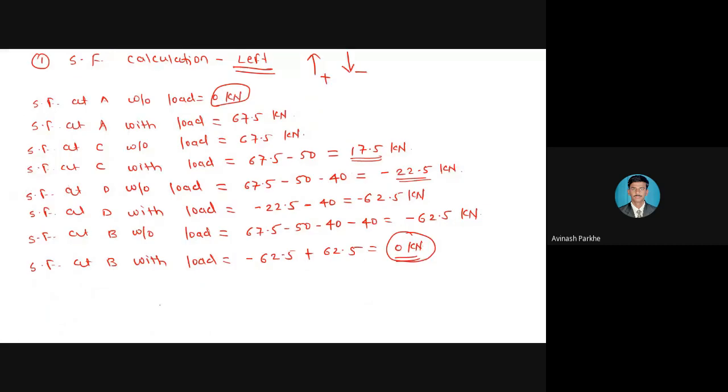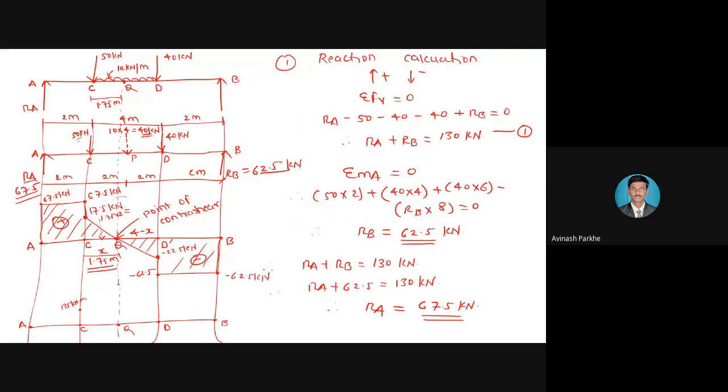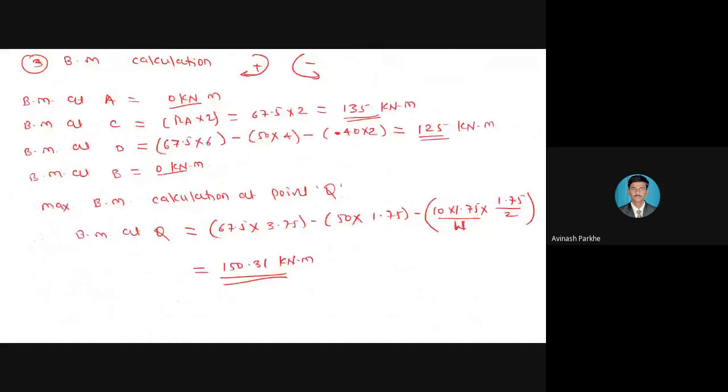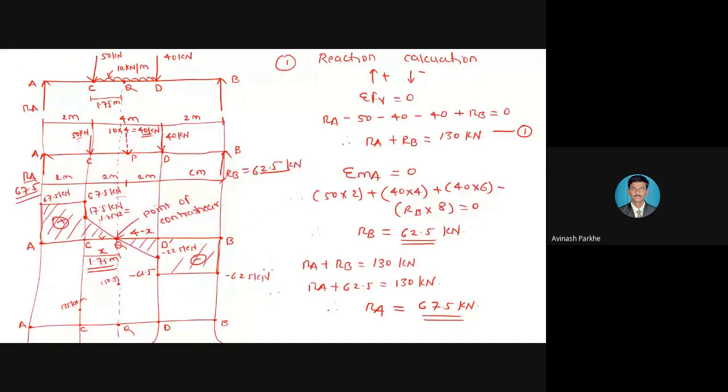The next point is Q. Just now we have calculated, it is the maximum value. This is 150.31. Then point D, 125. 125 kilonewton meter, and point B directly is equal to 0.